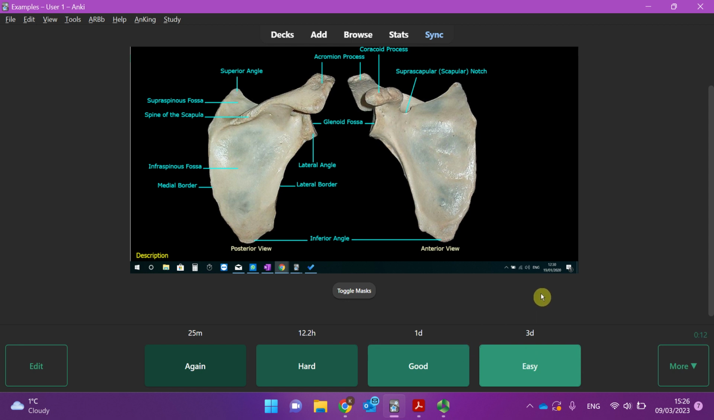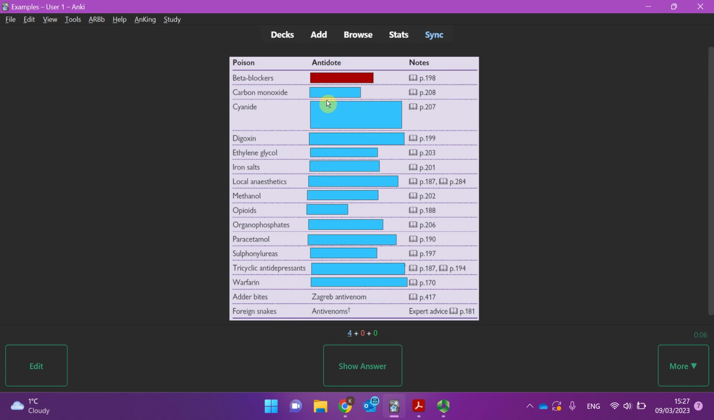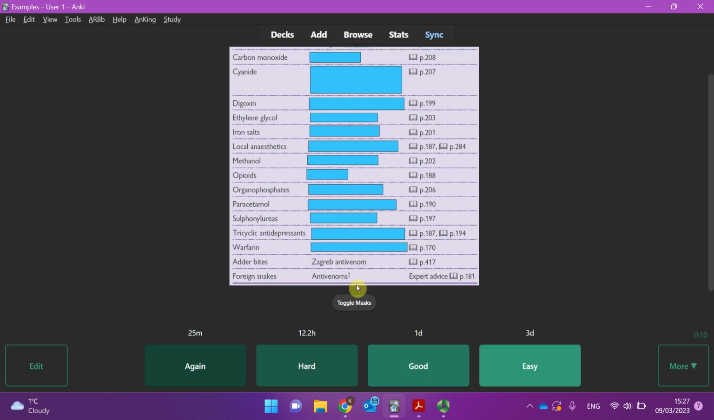Okay, and if I remember that very easily, I can review it in 3 days. And if it was very difficult, I can review it in 25 minutes. And there are times in between that. And if I press easy now, next time I review the card and I press easy, it will be longer than 3 days. I can use it for memorizing tables as well. That's the same feature. And I like to use it for overdoses and their antidotes.